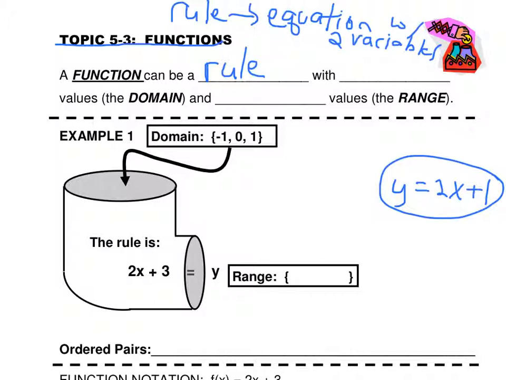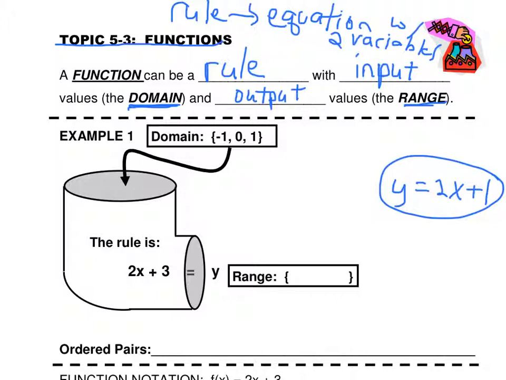Okay, so a function can be a rule with an input, and the input we talked about is the domain. So a function can be a rule with input values, that's the domain, and then it has output values, and that is the range. So the domain is your input, and the range is your output. And here's an example of a function machine. So do your best to draw this in your notes. Here's a function machine, and this is used often to refer to functions.